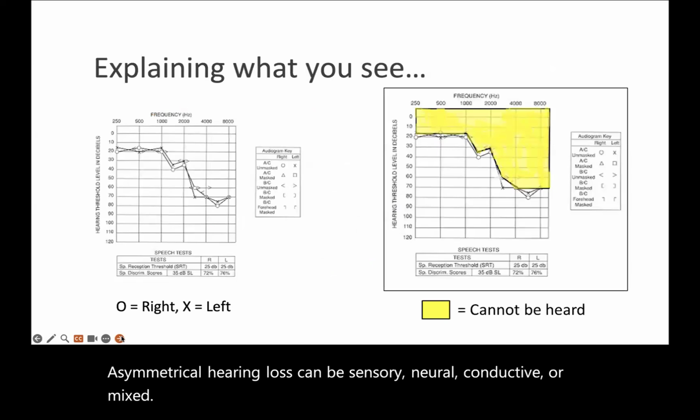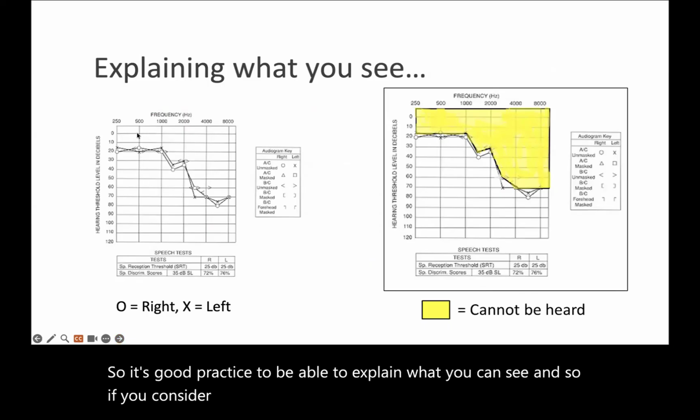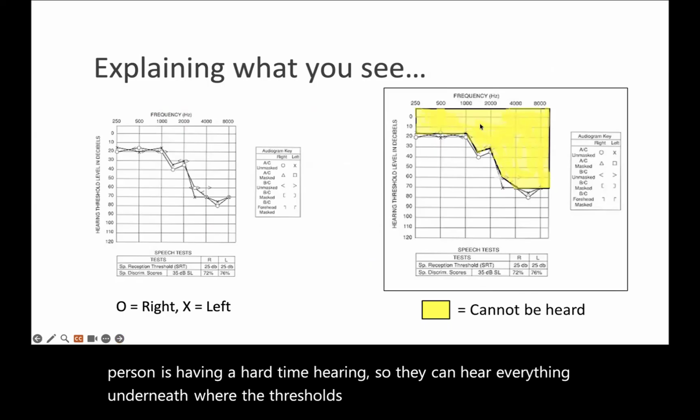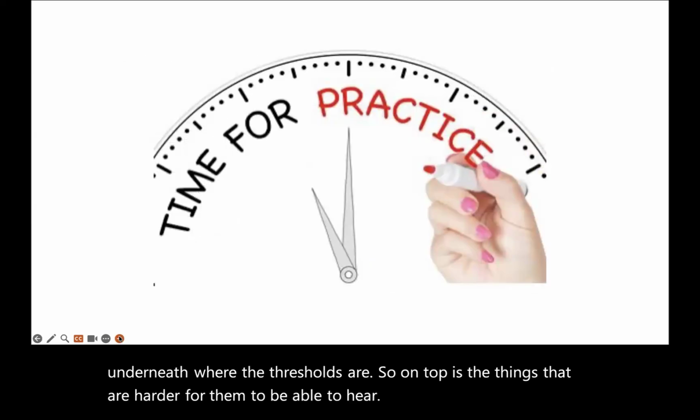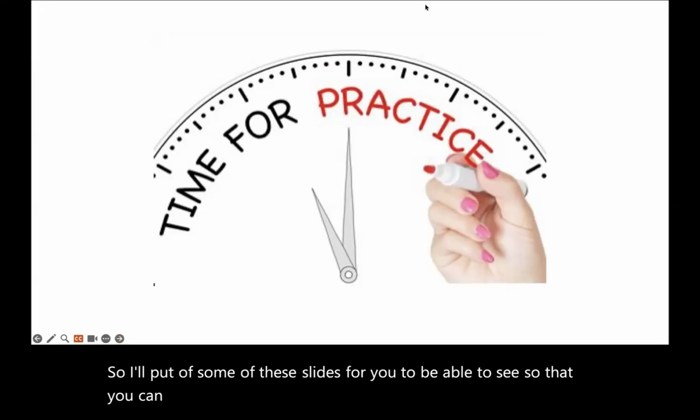So it's good practice to be able to explain what you can see. If you consider that everything above the audiogram is what the person is having a hard time hearing, they can hear everything underneath where the thresholds are. So on top are the things that are harder for them to hear. I'll put up some of these slides for you so that you can practice this on your own. Let me know if you have any questions describing these to other people.